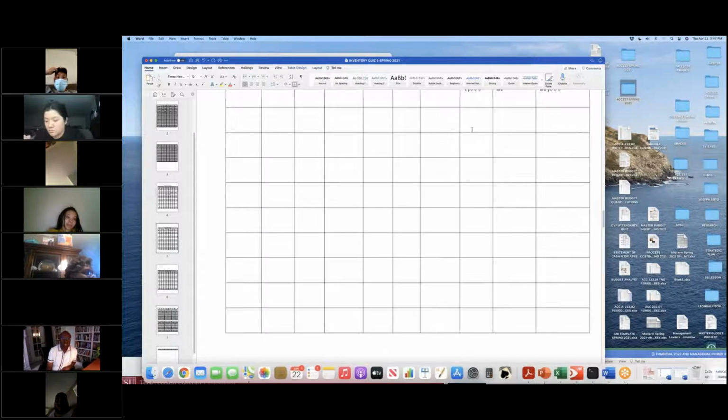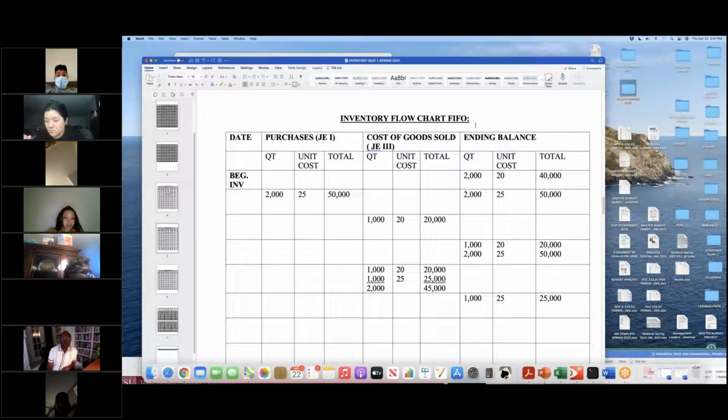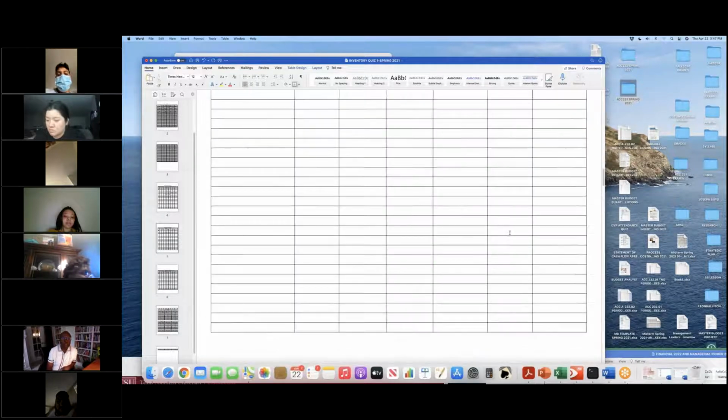Okay. So we're just showing that if you are dealing with FIFO, you start from the top and go down. If you're dealing with LIFO, you go from the bottom up.